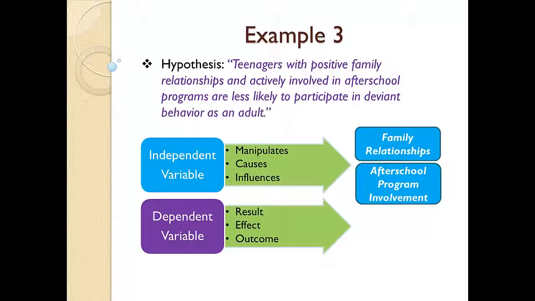Okay, do you know what our dependent variable is in this hypothesis? That's right. The dependent variable is adult deviant behavior. With this hypothesis, we have predicted that teenagers with positive family relationships and actively involved in after-school programs will be less likely to participate in deviant behavior as an adult than those teenagers that do not.